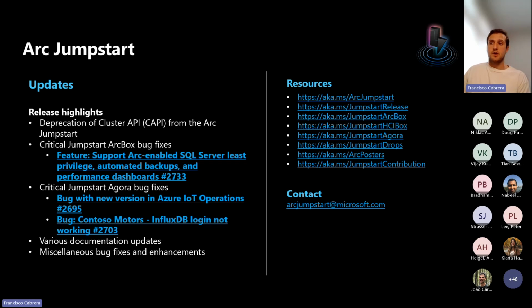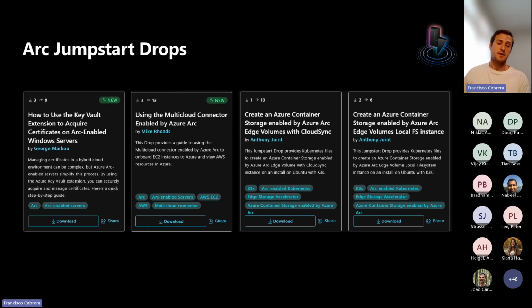Now let's go ahead and talk a bit about Drops. Again, we keep seeing a lot of traction when it comes to Drops. Every month we're getting between 4 to 5 new Drops. In this particular month, we got 4 new Drops. The first one is how to use the Key Vault extension to acquire certificates on Arc-enabled Windows servers. So basically how you can bring it into Arc-enabled servers using Key Vault and using a certificate.